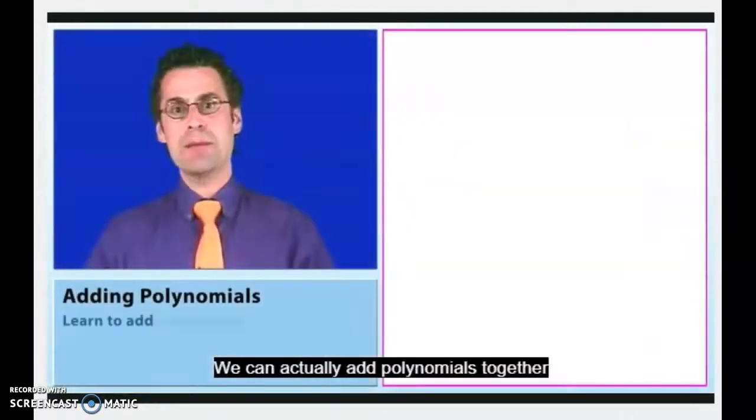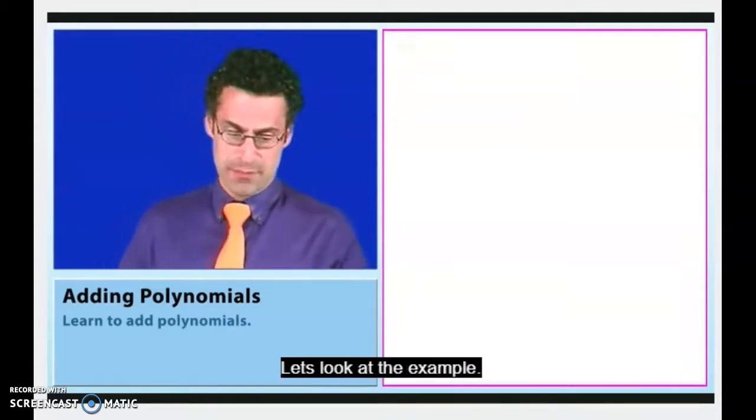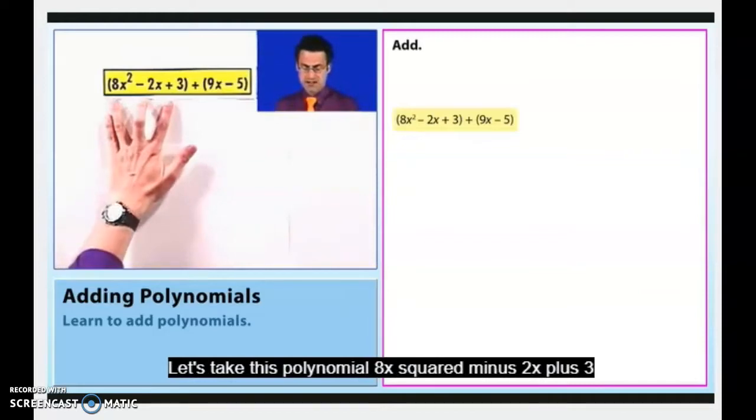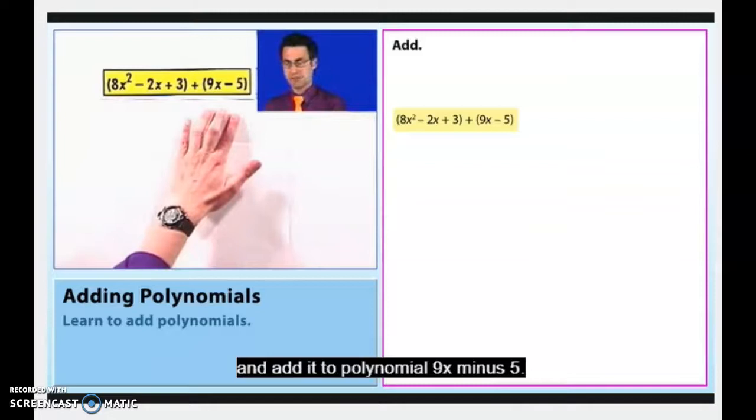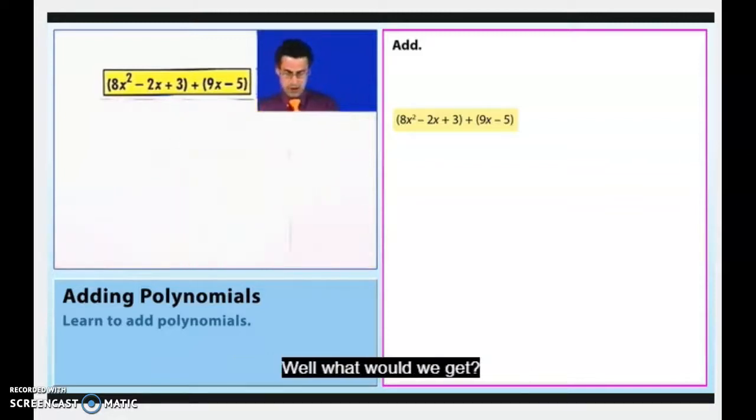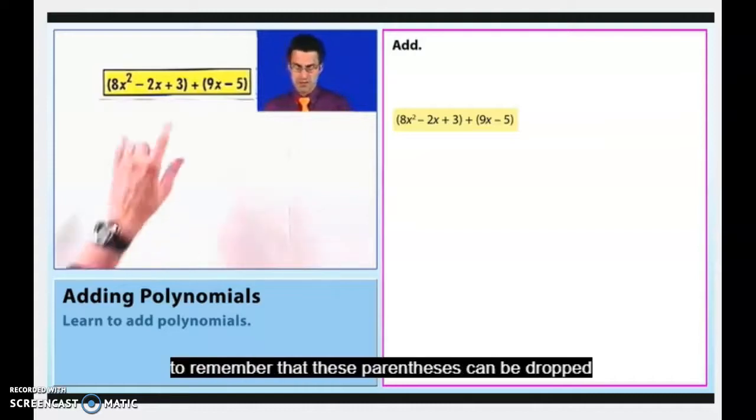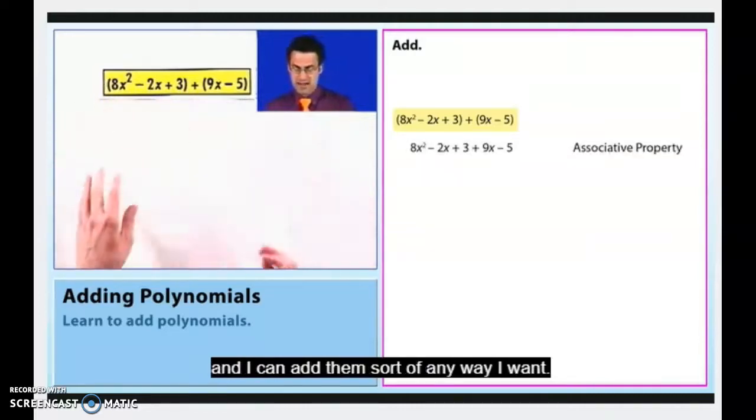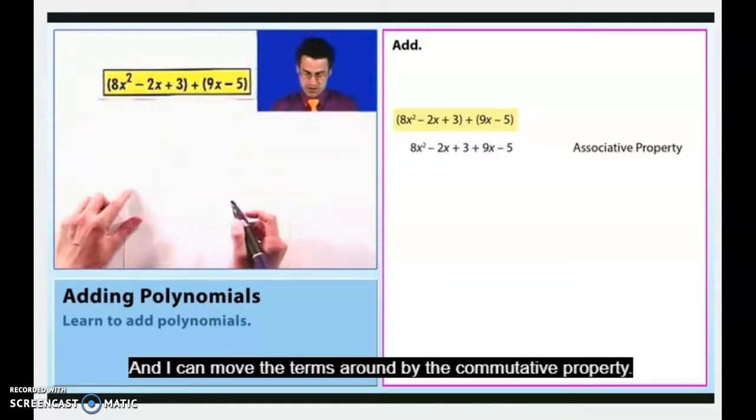We can actually add polynomials together by simply taking two polynomials and combining the like terms. Let's take a look at an example. Let's take this polynomial, 8x squared minus 2x plus 3, and add it to the polynomial 9x minus 5. Well, what would we get? Well, we're going to now combine like terms. We're going to actually use the associative property to remember that these parentheses can be dropped, and I can add them sort of any way I want, and I can move the terms around by the commutative property.